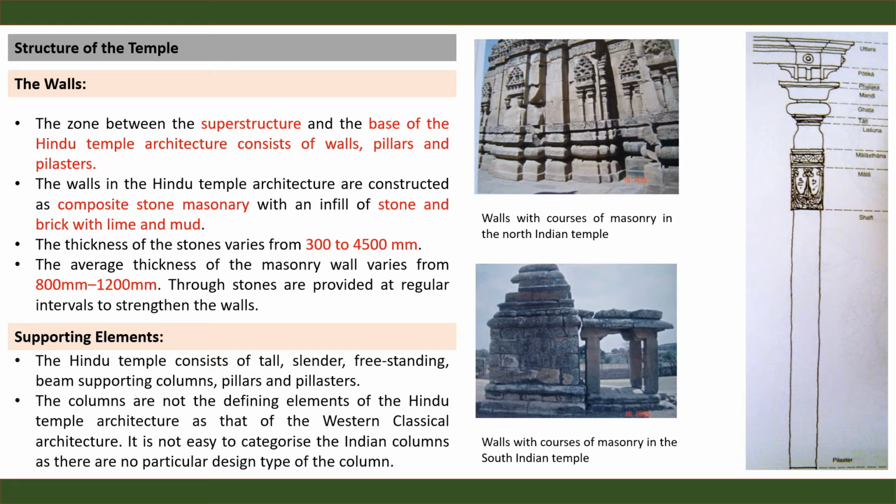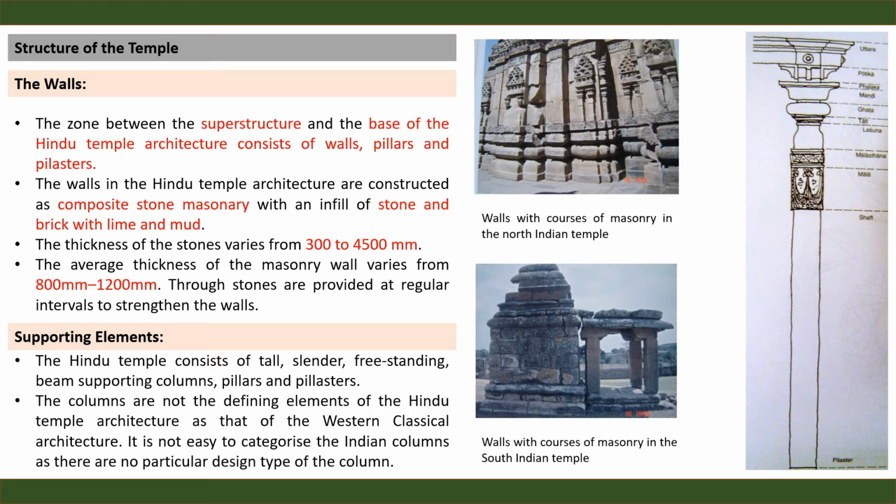Next is wall, the zone between the superstructure and the base of the Hindu temple architecture, which consists of walls, pillars, and pilasters. The walls in Hindu temple architecture are constructed as composite stone masonry with an infill of stone and brick with lime and mud. The thickness of the stone can vary from 300 to 4500 mm. That is, the average thickness of the masonry wall can vary from 800 mm to 1200 mm. Through stones are provided at regular intervals to strengthen the wall.